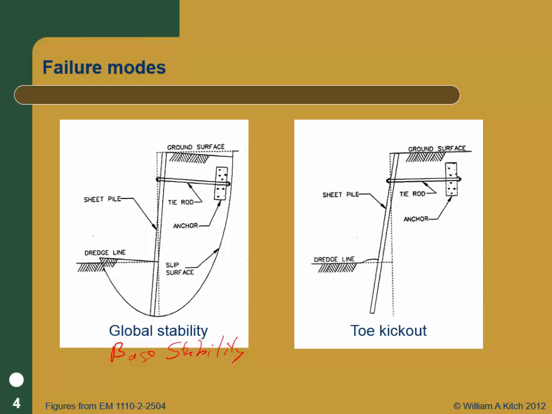The other problem you can have is that you have insufficient anchorage in the toe, and the toe actually then kicks out due to insufficient passive resistance beneath the toe. So you've got your whole anchor system designed, it's holding up fine, you got plenty of forces to anchor, but the toe kicks out because you have insufficient penetration into the foundation soil.